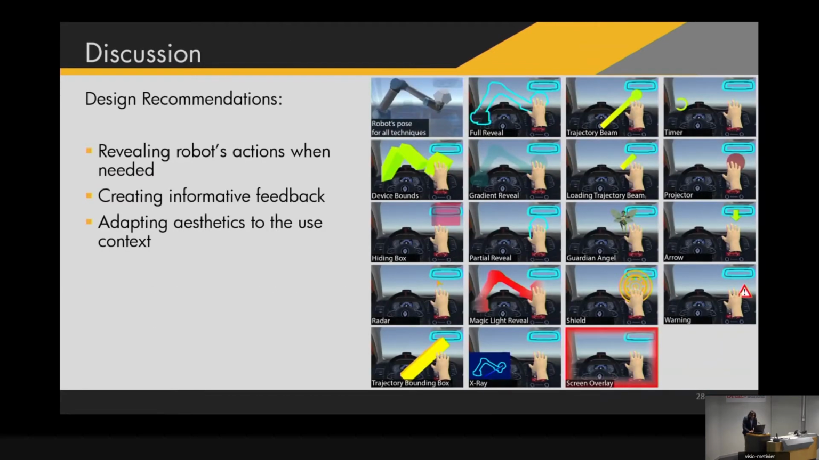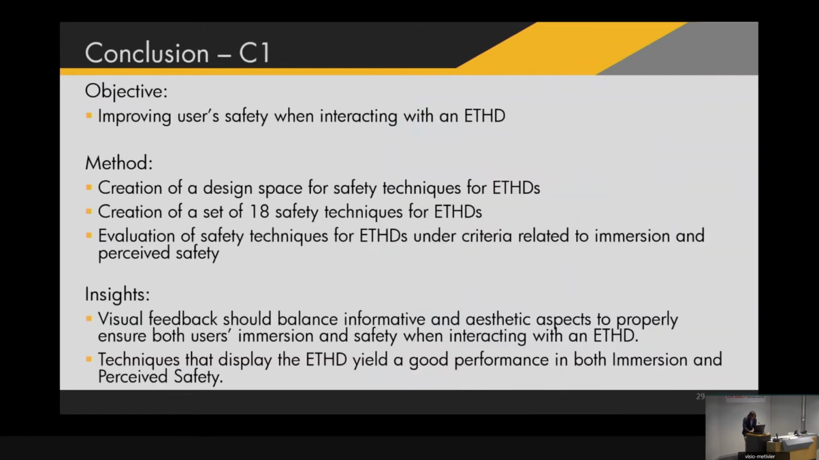Based on these results, we came up with design recommendations for safety techniques for ETHDs, such as revealing the robot's actions whenever it's needed, creating informative feedback about what the robot is actually doing on the other side of the virtual environment. And of course, it is important to adapt the aesthetics to the use context.